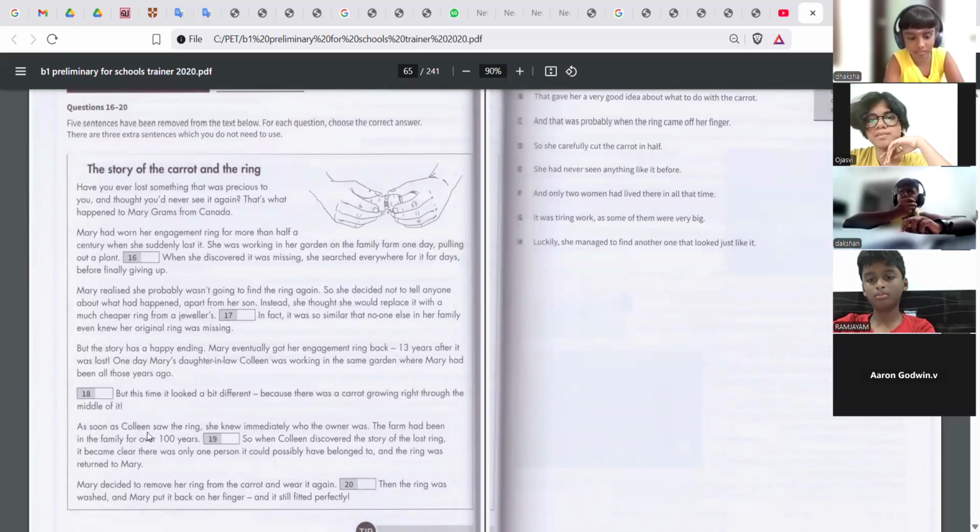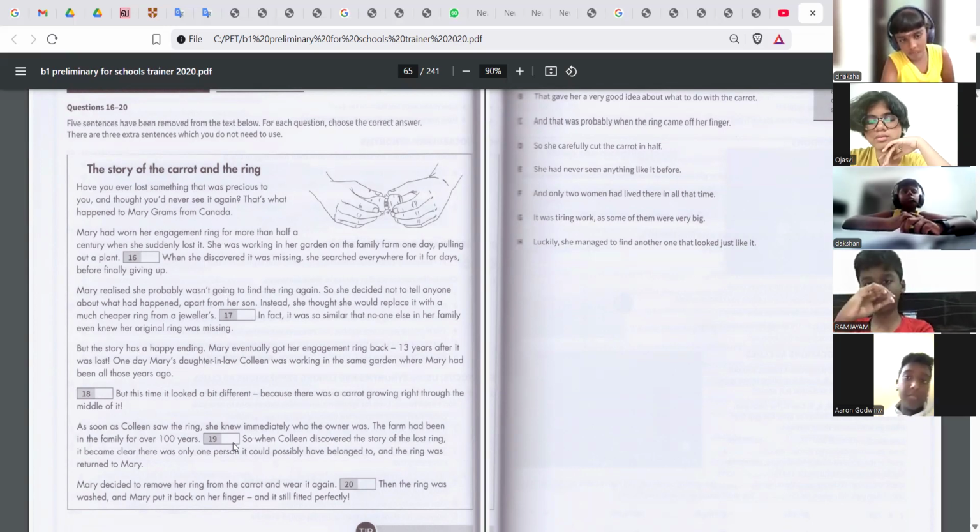Yeah, look at that. As soon as Colleen saw the ring, she knew immediately who the owner was. Who is the owner? Mary. The farm had been in the family for over 100 years. So when Colleen discovered the story of the lost ring, it became clear there was only one person it could possibly have belonged to. Sir, shall I say the answer for it?